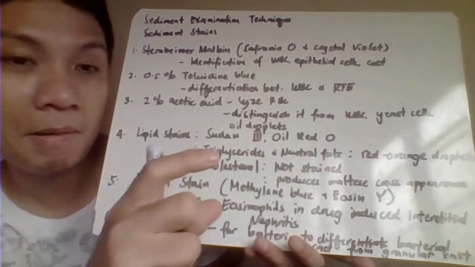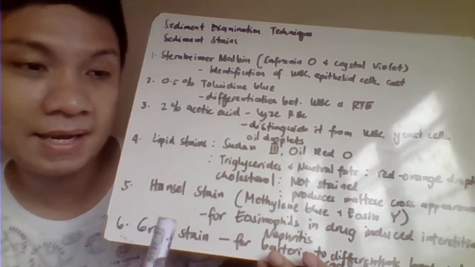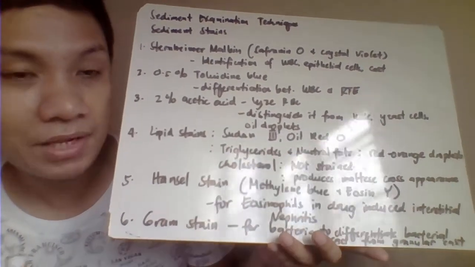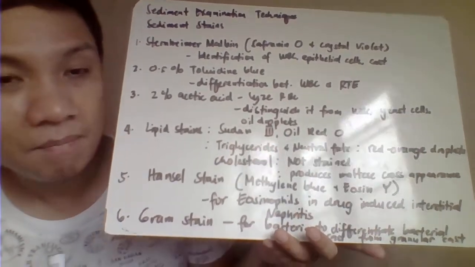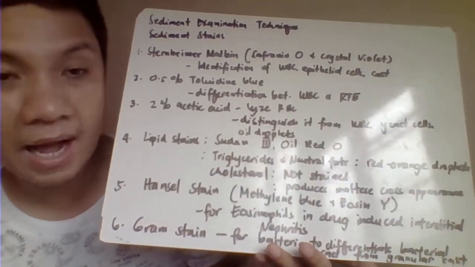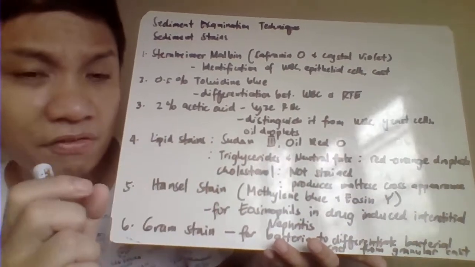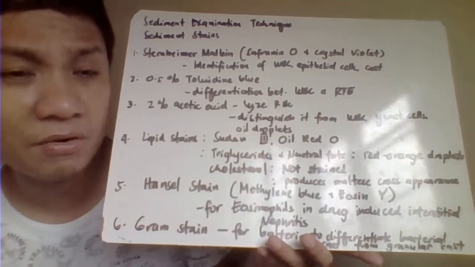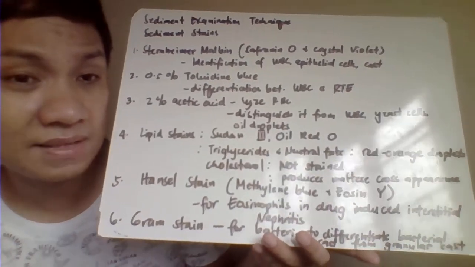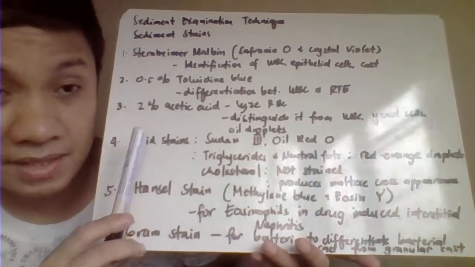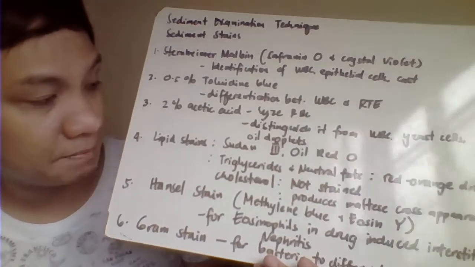Pag nakita mo may mga bilog-bilog tapos nag-add ka ng acetic acid, then after that nawala ang mga bilog-bilog, so those are your RBC. Pero pag after addition of your acetic acid, andun pa din yung mga bilog-bilog na nako-confuse ka kung RBC ba or hindi, andun pa rin sila, so hindi yun RBC kasi hindi sila nagle-lyse. Okay, ang acetic acid, it would lyse your RBC.